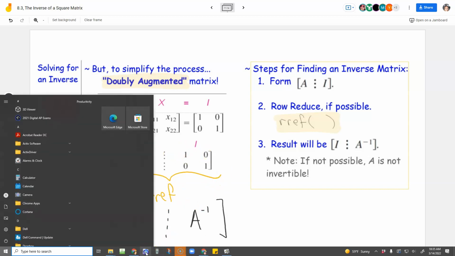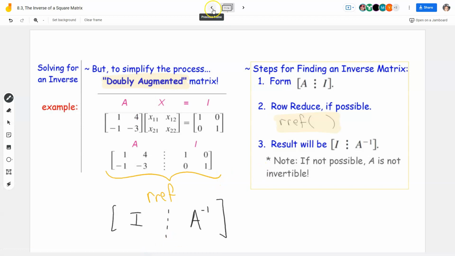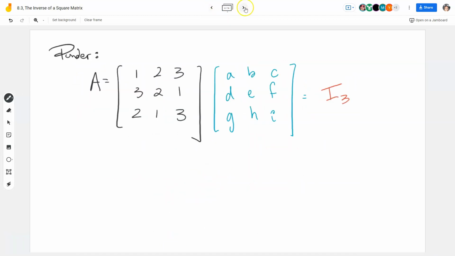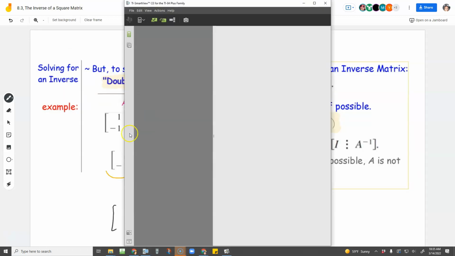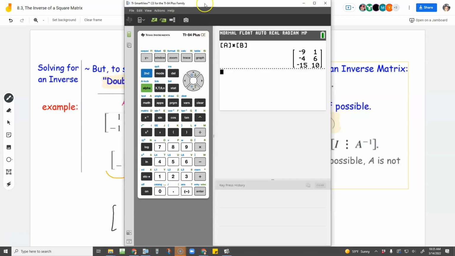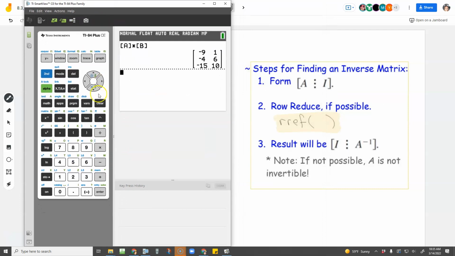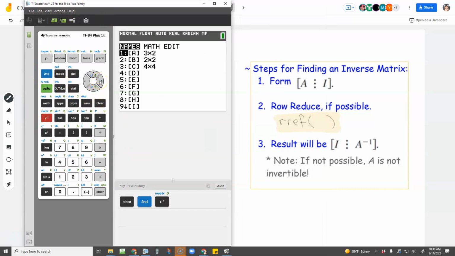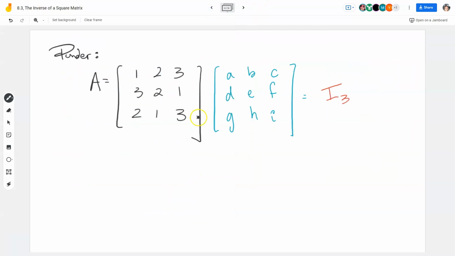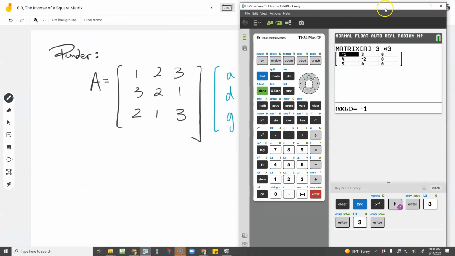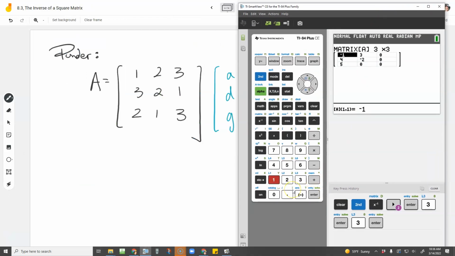Let's go peek at our calculator real fast, because we could take something like that one that I just showed you. And we could go ahead and see how the calculator could do it using this idea of a doubly augmented matrix. All right, hopefully you guys know how to make matrices by now. We doing okay? We're going to make a 3 by 3 because we're not doing A, B, C, D, E, F, G, H, I. No, we're done. 1, 2, 3, 3, 2, 1, 2, 1, 3.